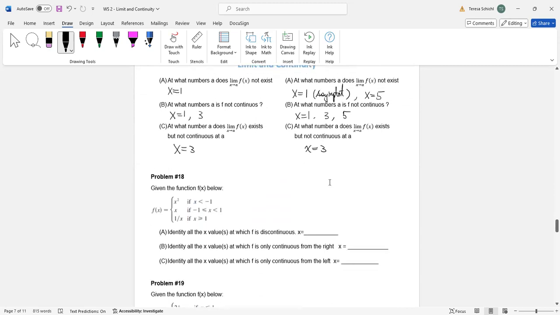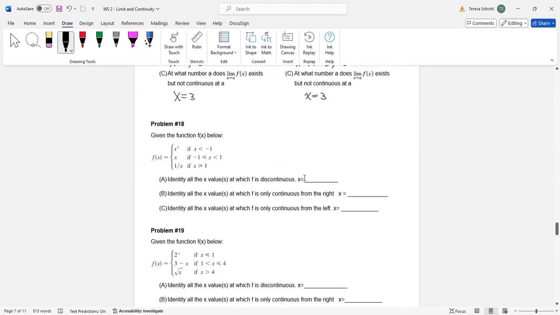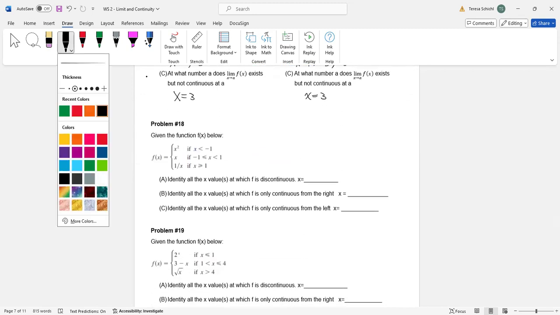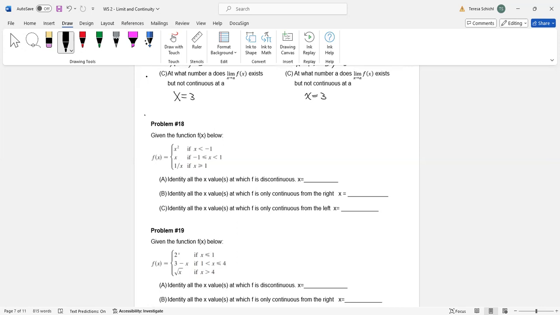The next question says, given the function, f is discontinuous here. When we look at this type of function, the x squared and 1 over x are a polynomial and a rational function whose denominator is not equal to 0. So we want to see which one is discontinuous. Let's take a look. The only possible situation will be at the jump points, -1 and 1 here, because this is a piecewise function.